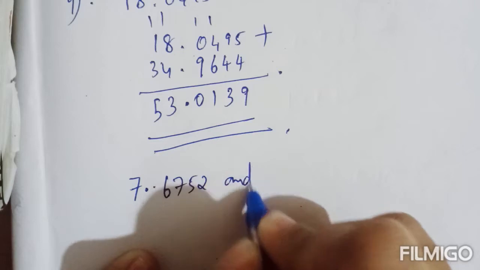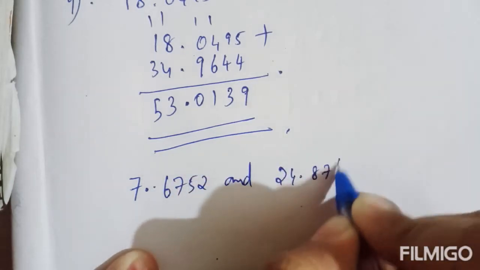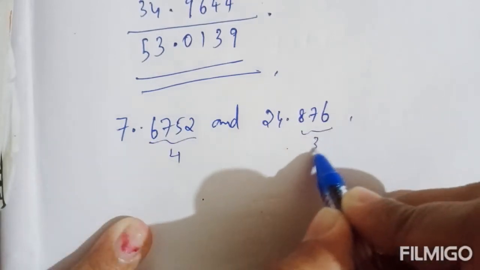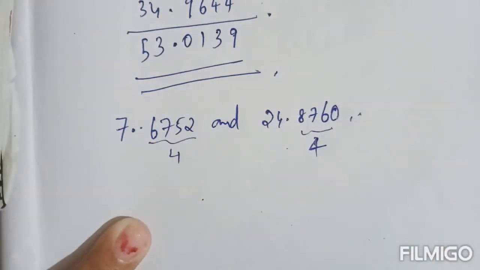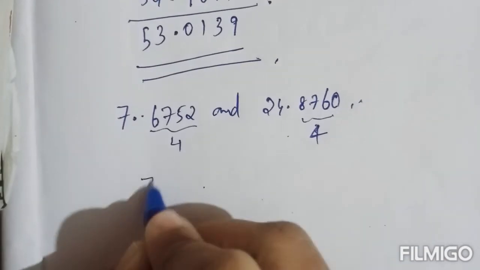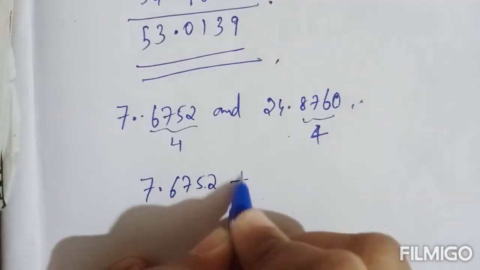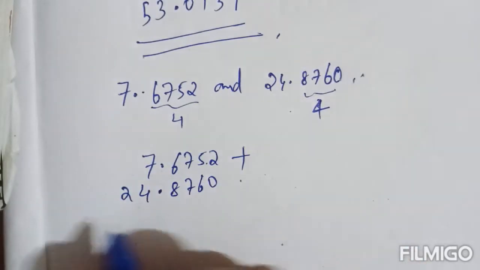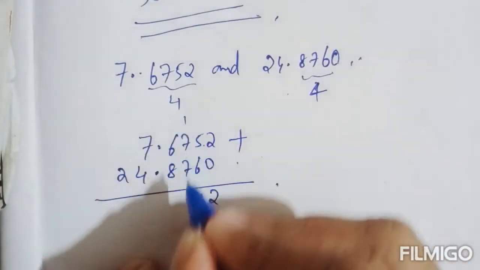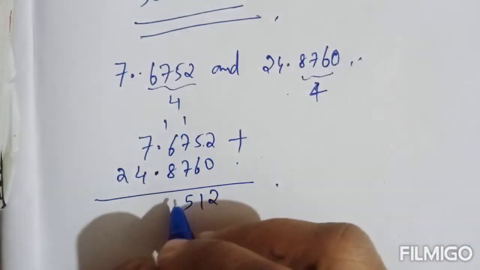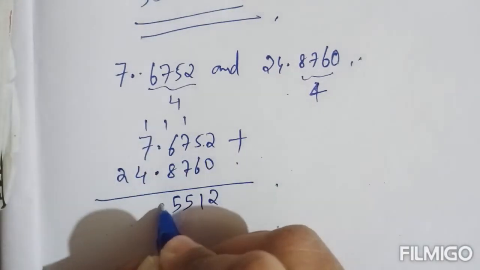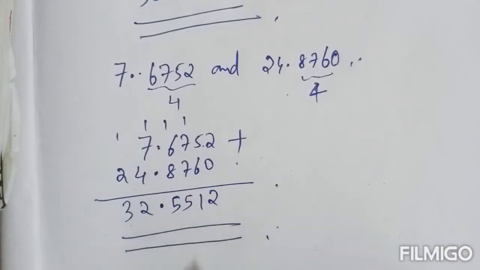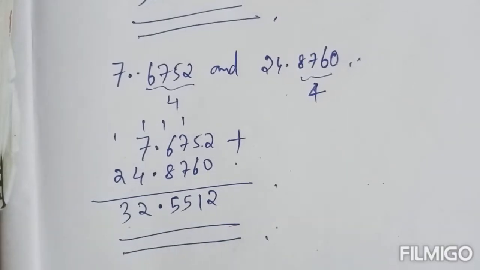Okay, next the second sum, it is the sum of 7.6752 and 24.876. So here 4 decimal places, here only 3, so you can put 0 here, then this will be 4 decimal places. 7.6752 plus 24.8760. So 2, 11, 15, again 15, decimal point is coming, 12, 3, 32.5512.